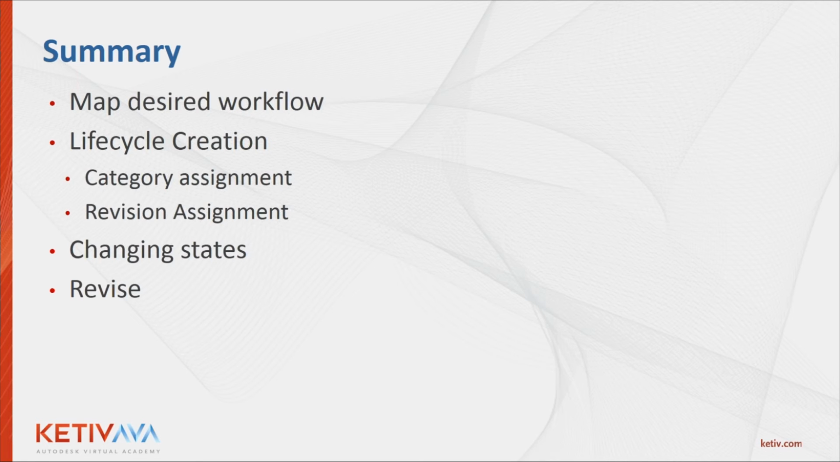So to summarize, the first thing you want to do whenever you're considering a Vault implementation is map out your workflow. Make sure that you sit amongst your teammates and discuss what would be the right workflow to have, so that you can know who needs access to work in progress, who are going to be the reviewers, and allow people to make those transitions. We created life cycles, and don't forget that you have to assign it to a category, and you'll want to assign revision if you're going to use revision schemes inside of Vault as well. And then you can simply change your states, or within changing states, you can also revise the actual components.